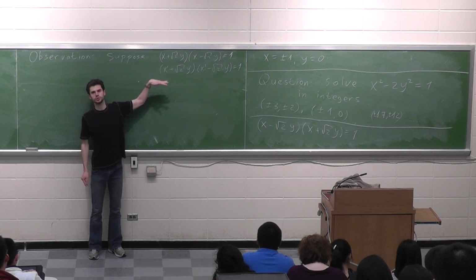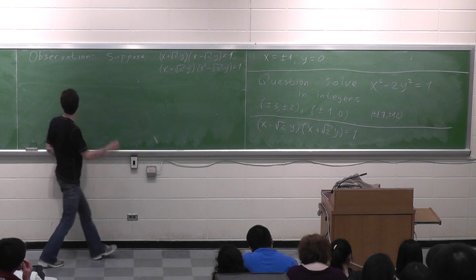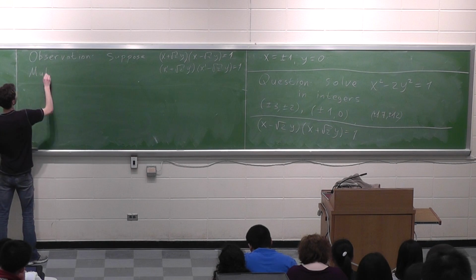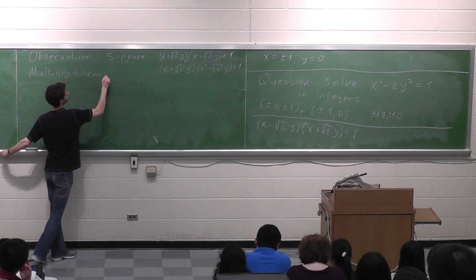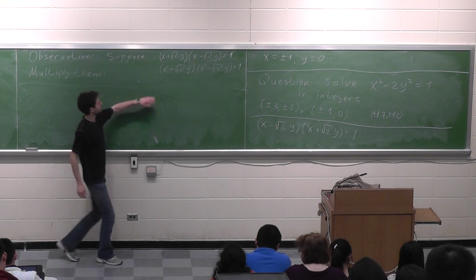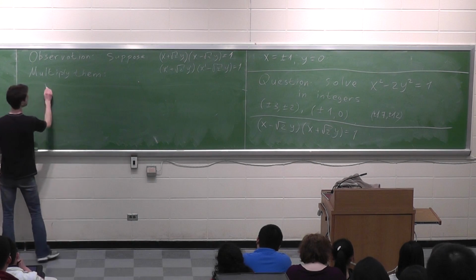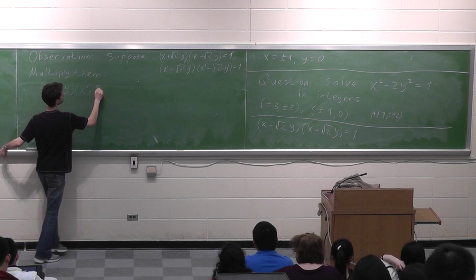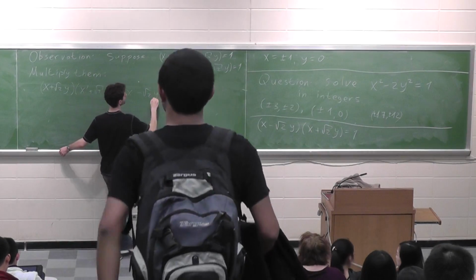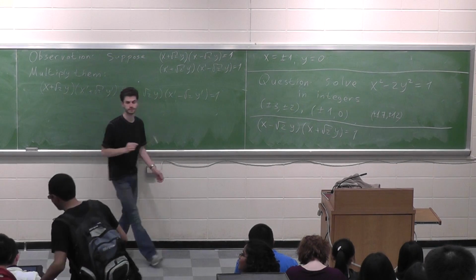Let me multiply these two equations one by the other. What do we get? Well, it's this times this times this times this is equal to 1. Let me write it down. x plus square root of 2y times x prime plus square root of 2y prime times x minus square root of 2y times x prime minus square root of 2y prime is equal to 1.